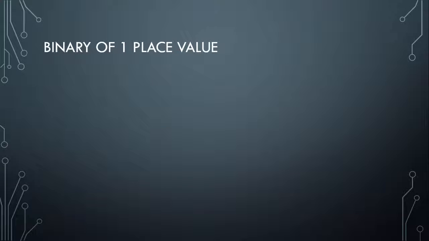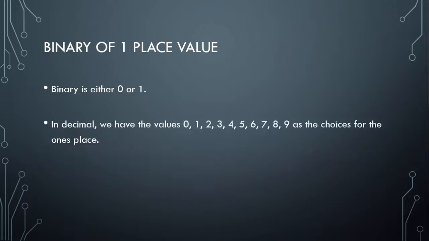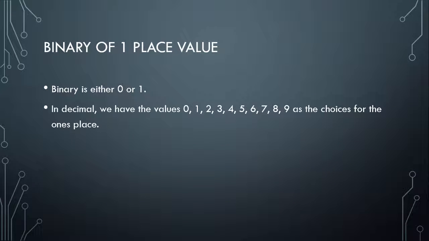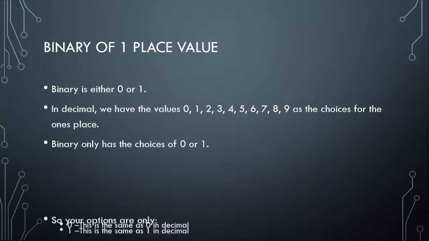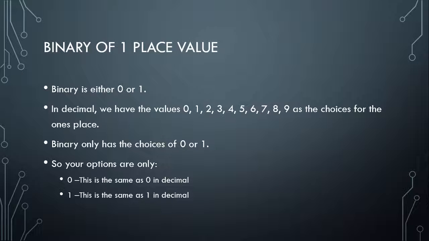All right, so let's go through a few examples to warm us up. Let's start by talking about binary of one place value. As I mentioned, binary is either 0 or 1. In decimal, we have the values 0, 1, 2, 3, 4, 5, 6, 7, 8, 9 as the choices for the ones place. So I can have 0 all the way up to 9. Now, in binary, I can only have 0 to 1. In decimal, I have 0 to 9. So our options are limited. We can either have 0, which is the same as 0 in decimal, or we can have 1, which is the same as 1 in decimal.